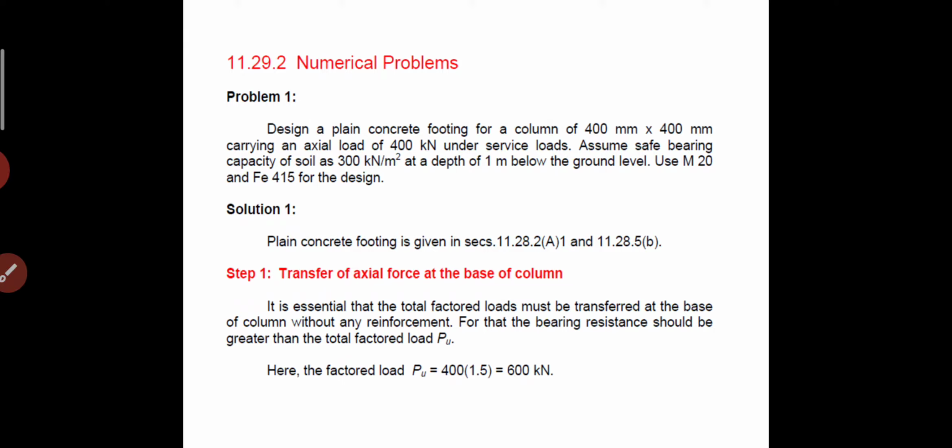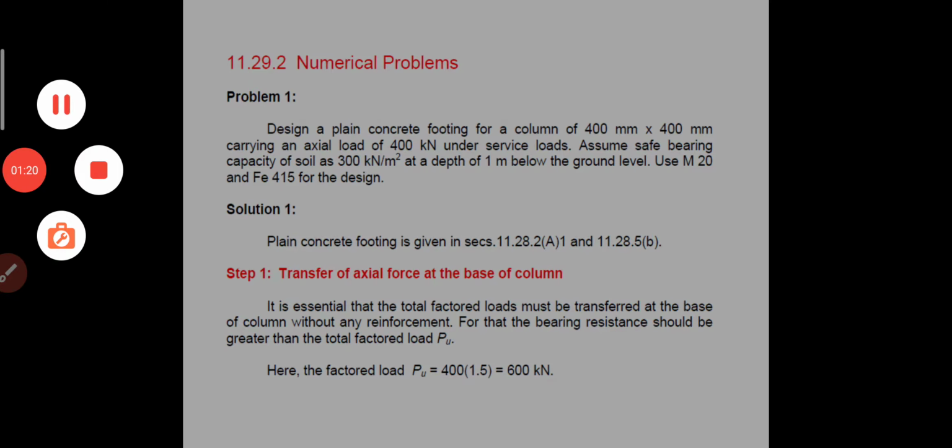The numerical problem is: design a plain concrete footing for a column of 400 mm into 400 mm carrying an axial load of 400 kilonewton under service loads. Assume safe bearing capacity of soil as 300 kilonewton per meter square at a depth of 1 meter below the ground level. Use M20 and FE415 for the design.